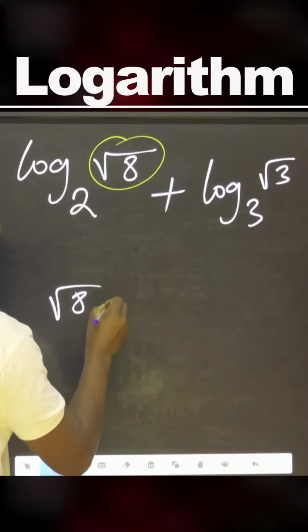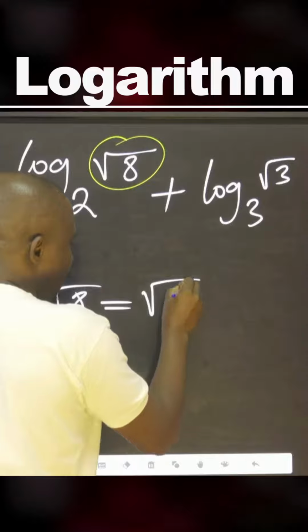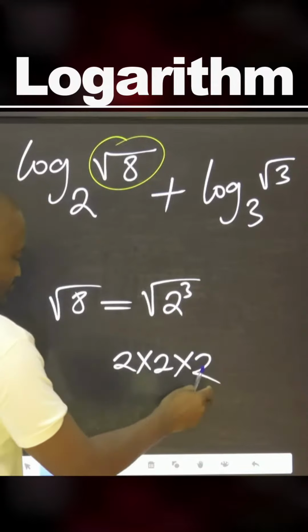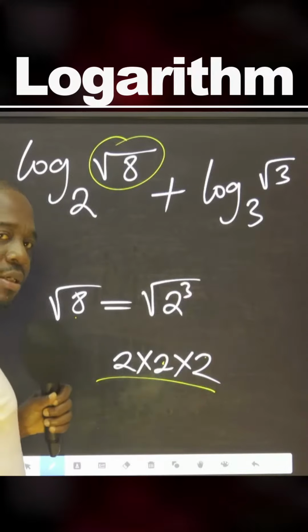The square root of 8 is equal to the square root of 2 raised to power 3. What is 2 raised to power 3? That is 2 times 2 times 2. If you multiply this now, you're going to have 8. This and this is 4, 4 times this, 8.